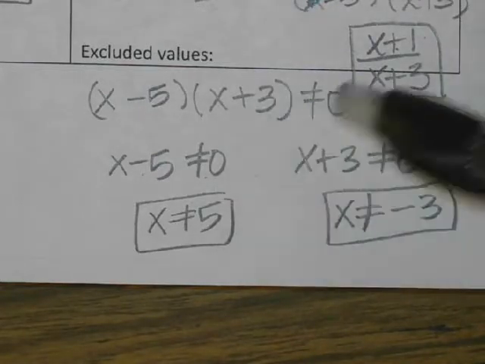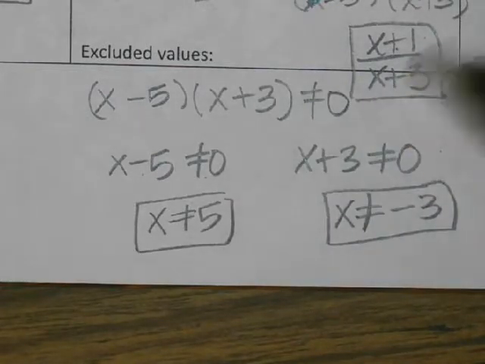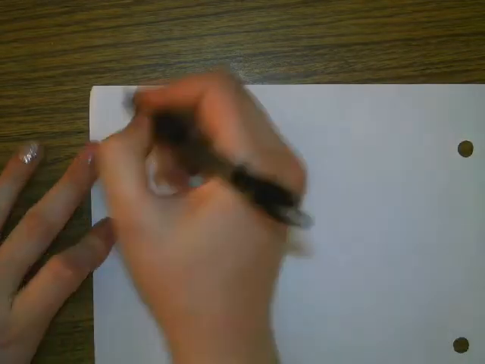So the domain for this problem would be every number except for 5 and except for negative 3. Okay. Go ahead and take your paper, flip it over to the back side. There's nothing on there, but there are a few things I want you to write down. So a few steps that we're going to remember for this.